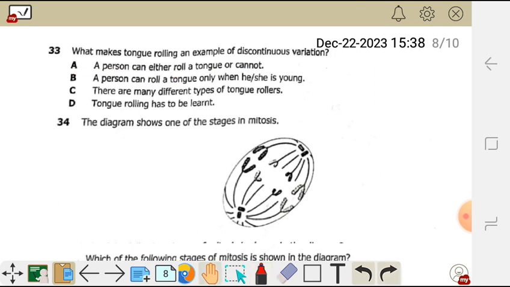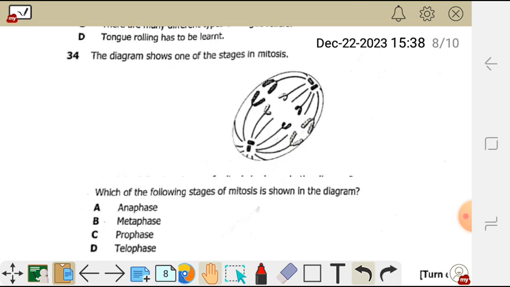Then question 34. The diagram shows one of the stages in mitosis. So this is one of the stages in mitosis. Which of the following stages of mitosis is shown in the diagram? A, anaphase, B, metaphase, C, prophase, D, telophase.